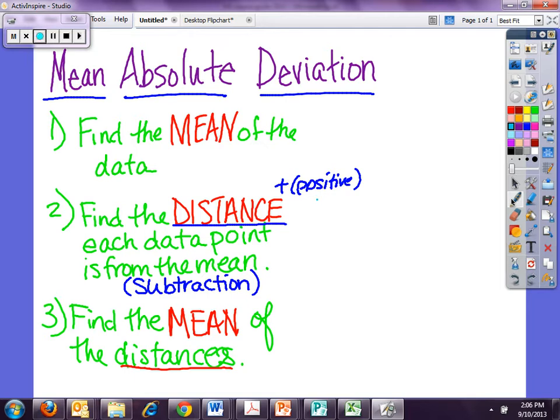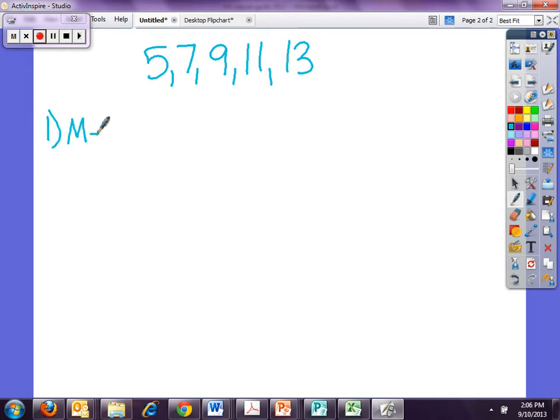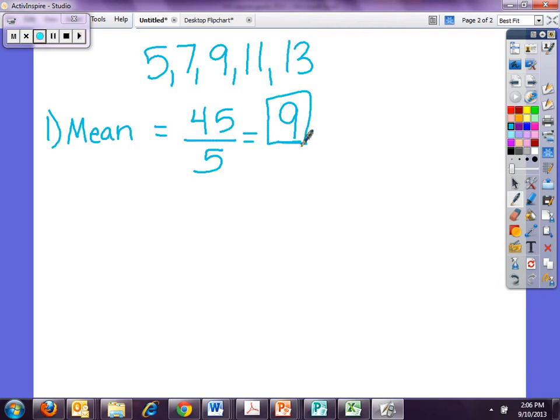So I'm going to use an example of numbers 5, 7, 9, 11, and 13. Okay? So the first step I need to do is find the mean. If I total all those up, I get 45, and I divide by the 5 data points, which gives me 9. Okay, that number is very, very important. That's my mean.